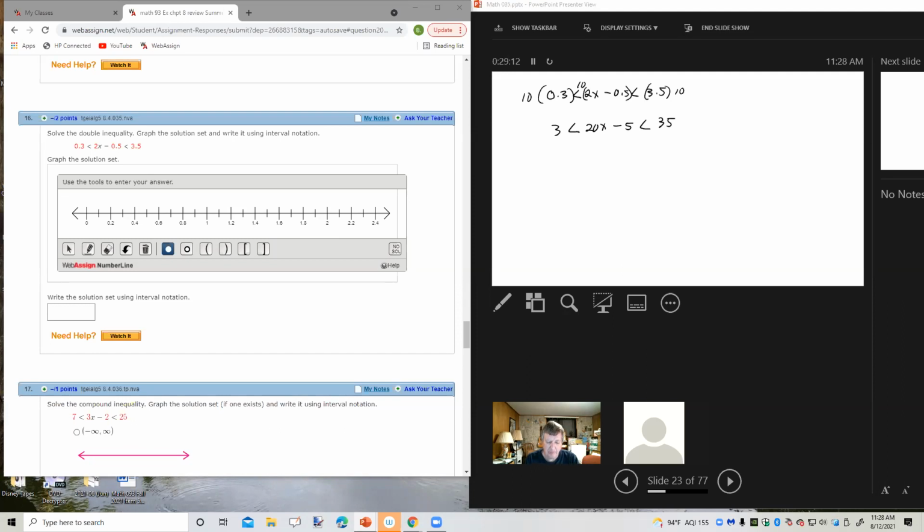Okay. And then we're going to add 5 to each piece. So 8 less than 20x less than 40. Remember, whatever we do to the middle, we do to each end as well. Now I'm going to divide by 20. So this is what? 4/10, 2/5, less than x less than 2. All right. Now I'm looking at the graph and I see that it's got decimals. 2/5 would be what? 0.4.